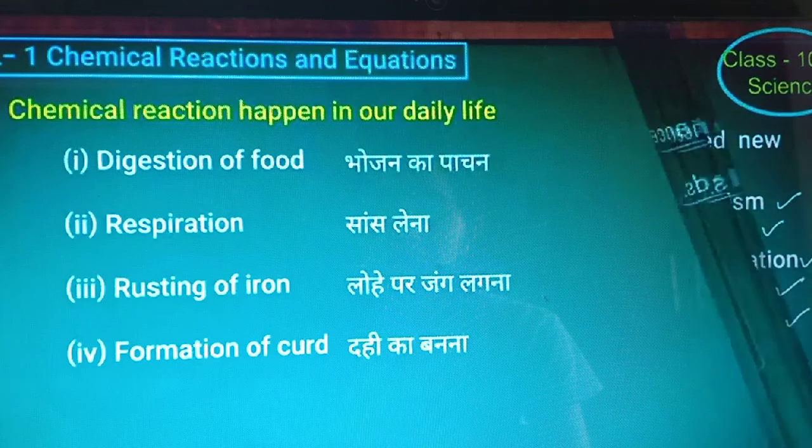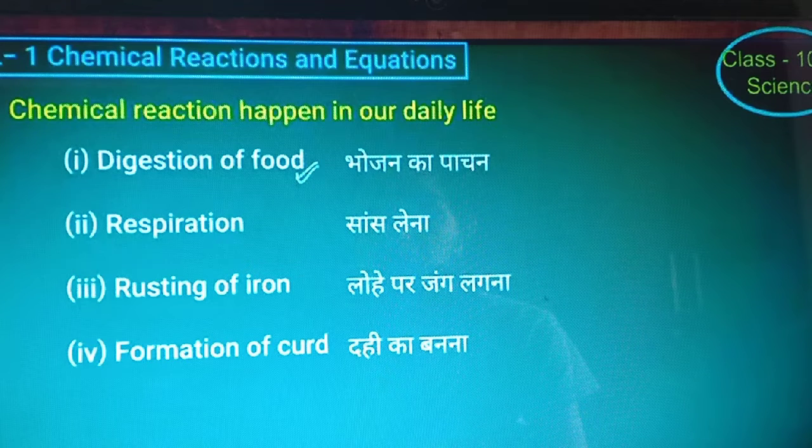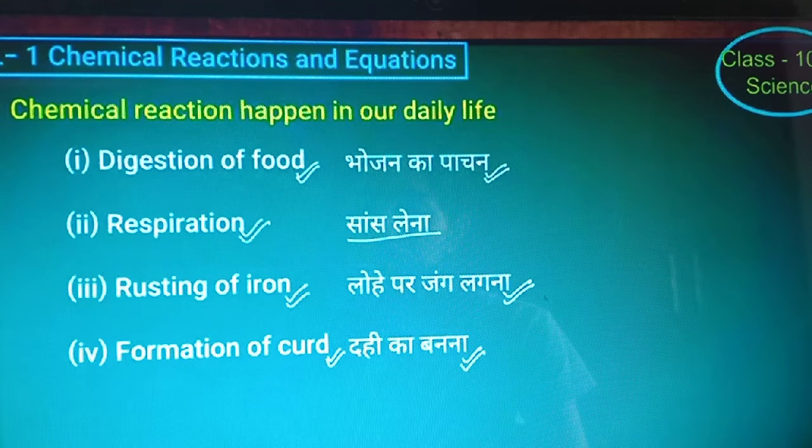Now, chemical reactions happen in our daily life. For example, the digestion of food is also an example of a chemical reaction. Respiration, rusting of iron, formation of curd. These are all examples of chemical reactions, because in these reactions the substances form a new product which cannot be reversed back. That's why we consider these as chemical reactions.